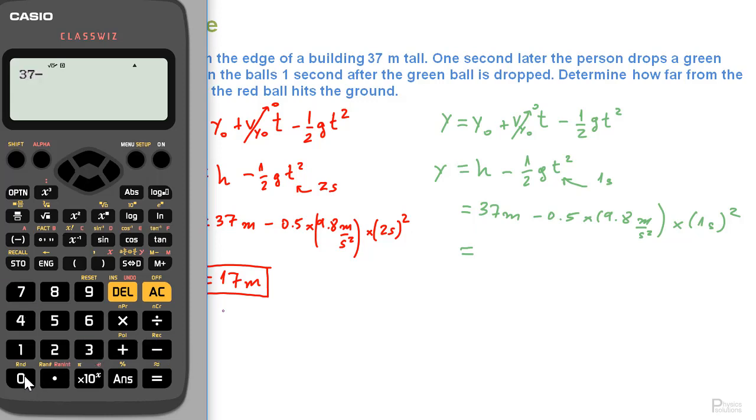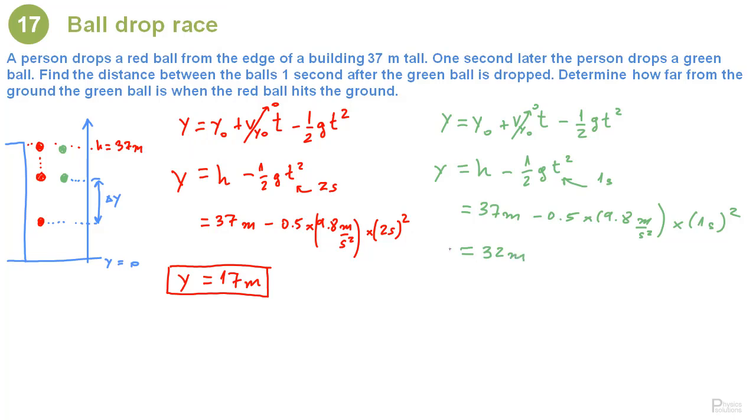37 minus 0.5 times 9.8 times 1 squared, well, it's just 1. This is 32 meters. Now that we have the coordinates of the green ball and the red ball at the time that we're interested in, that is 1 second after the green ball was dropped, or which is the same, 2 seconds after the red ball was dropped, we can determine the separation between the two.